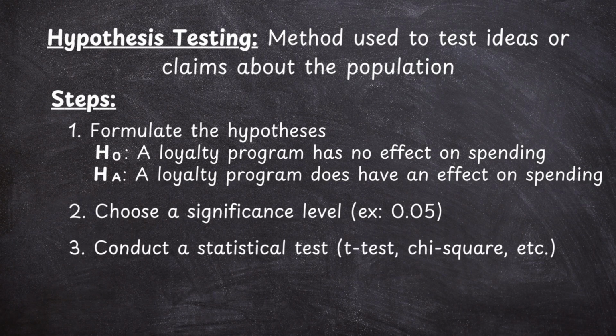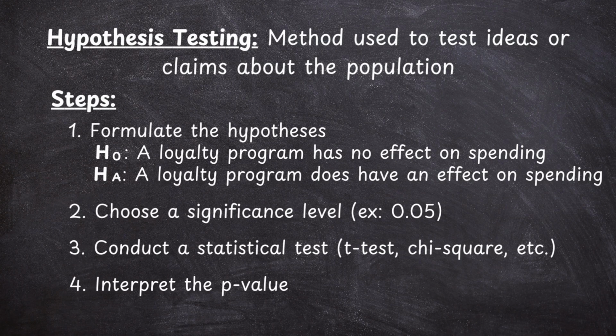Once we choose a significance level, we then run a statistical test like a t-test, a chi-square test, or an ANOVA test. These tests will return a p-value, which is the probability that another sample can be chosen from the population that is similar to the sample that the test was run on.